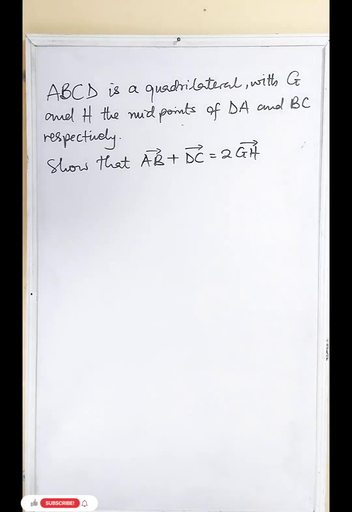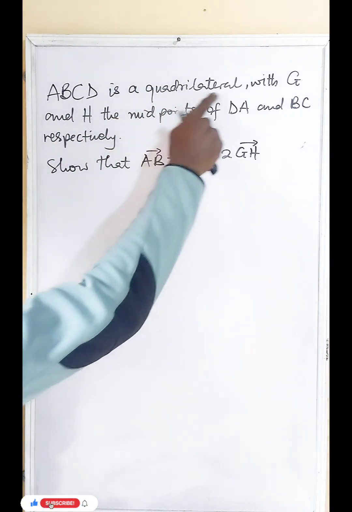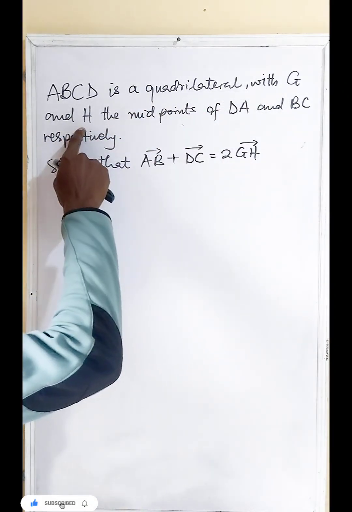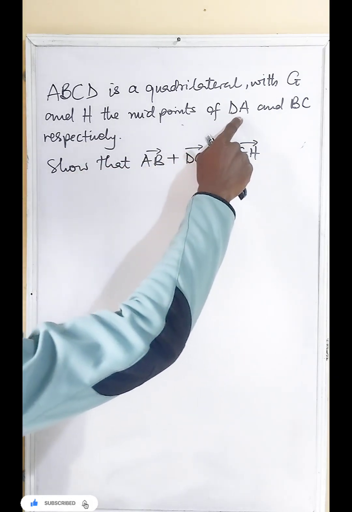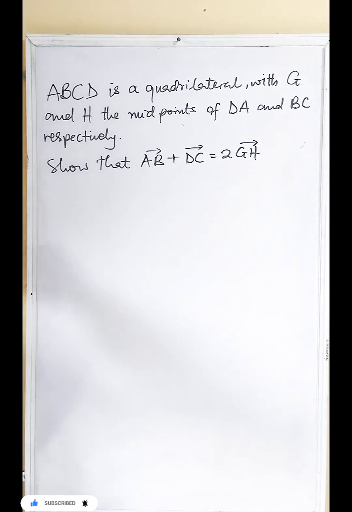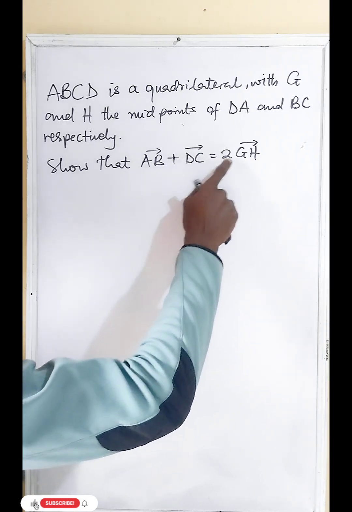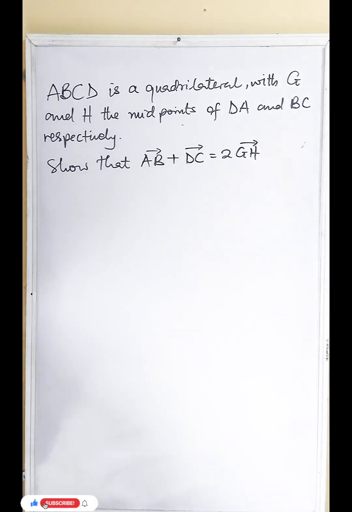Alright, let's look at this question. It said ABCD is a quadrilateral with G and H the midpoints of DA and BC respectively. Now show that AB plus DC equals 2GH.